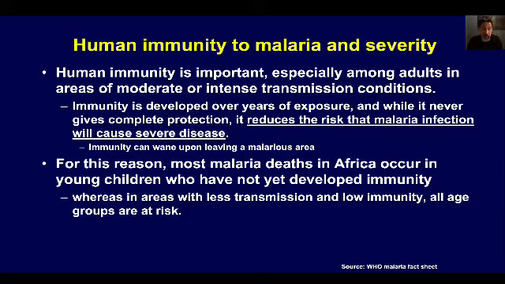So immunity can wane, but the fact that immunity takes years to develop is why we see most malaria deaths in Africa occurring in young children, because they haven't yet had the chance to have those exposures and develop immunity. But in areas where there's less transmission and low levels of immunity, really all age groups are at high risk for severe malaria outcomes.